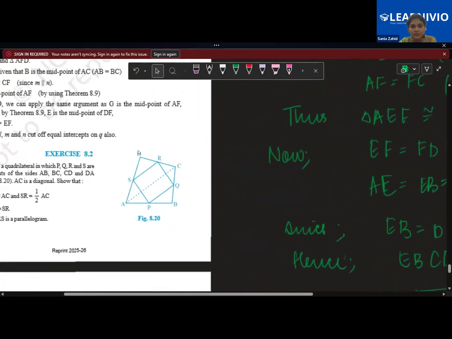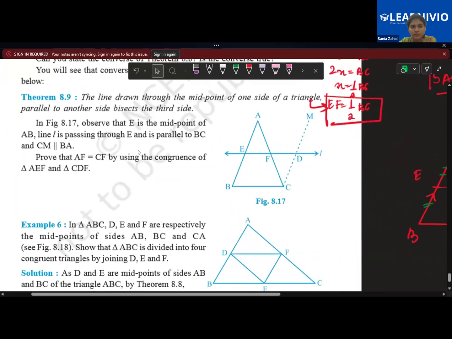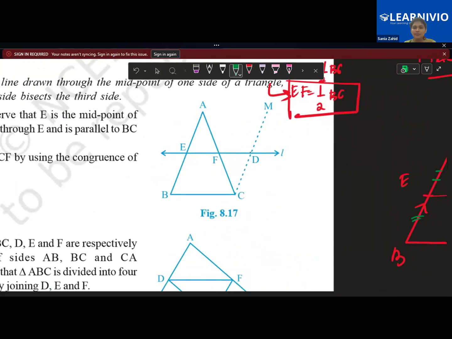So look here now. The question says that the line drawn through the midpoint of one side of a triangle is parallel to another side and bisects the third side. Now what does this theorem tell you? That if you have a triangle, and you take only one midpoint. Let's suppose I am taking only E as the midpoint. And the line that is passing through this midpoint.